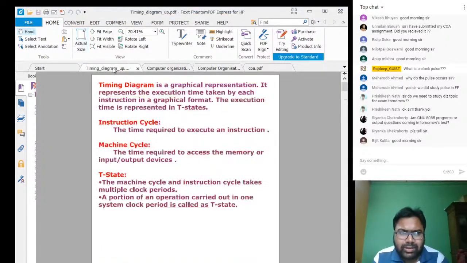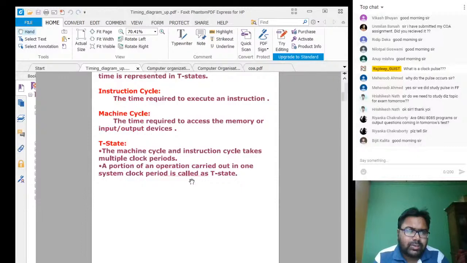Now with respect to this, what we want to study is the sequence of events. It is very essential to remember this sequence, because you might get questions in your exams on how many states are required to execute a particular machine instruction. So please pay attention here. Now next, what do we have?